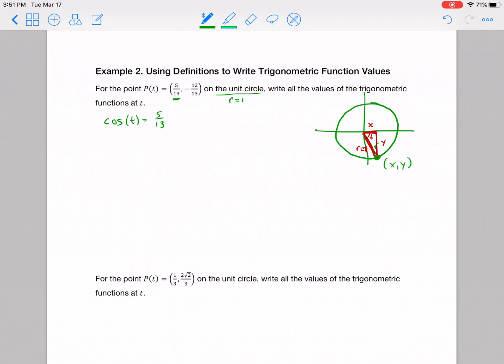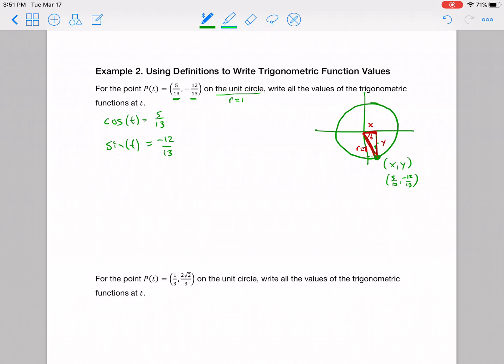And then, so I guess I could write that this is 5/13 and -12/13. That's what x and y are. Then we want sine of t. That's just going to be the y value. Again, how far down did we go in the y direction?